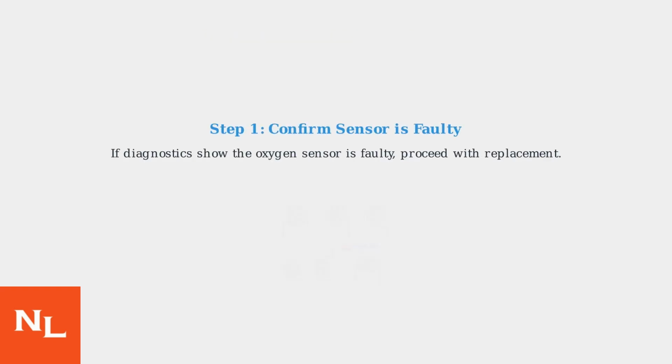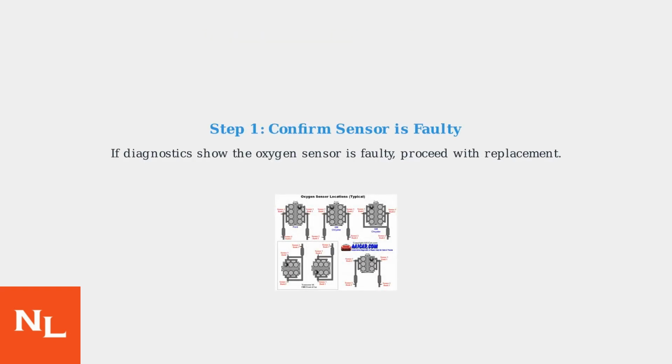For corroded connectors, clean them thoroughly with electrical contact cleaner to remove any buildup that could cause resistance in the circuit. After cleaning, apply dielectric grease to the connectors to protect against future corrosion and ensure reliable connections over time. Finally, double-check that all connections are secure and properly seated to prevent any loose contacts that could trigger the code again. If diagnostics confirm the oxygen sensor is faulty, you'll need to replace it with a new one.